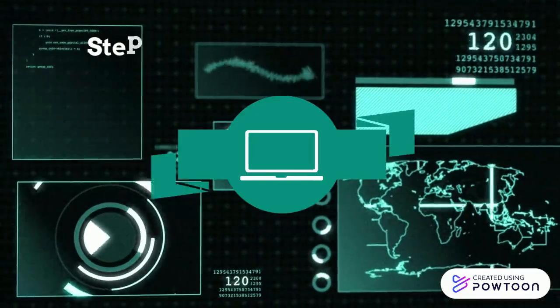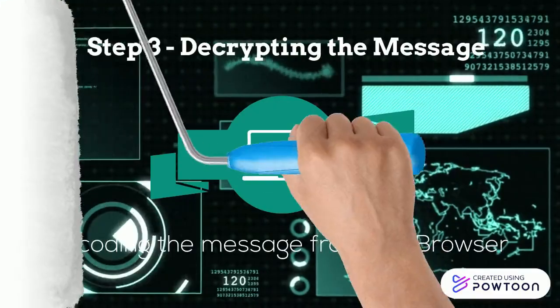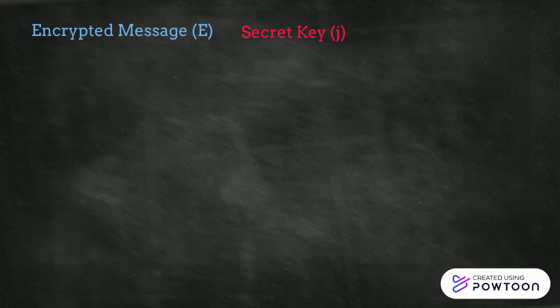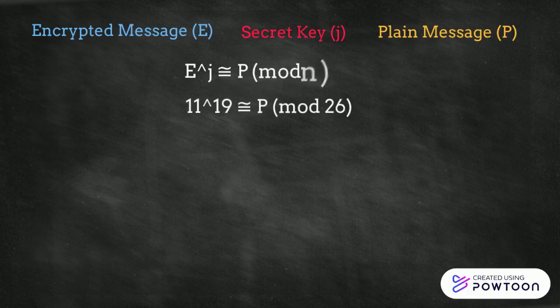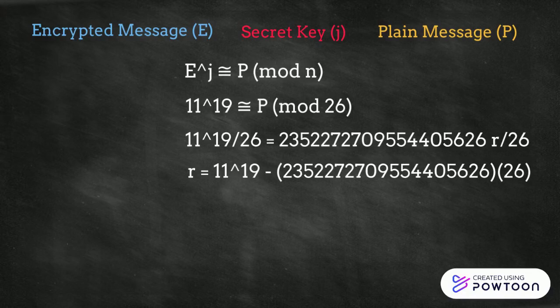The final step of this process is decrypting the message. E is the encrypted message, J is the secret key, and P is the plain message. Use this equation and substitute the variables. The goal is to find R. Divide 11 to the 19th power by 26 to get the quotient with the remainder. Multiply by 26 and subtract from 11 to the 19th power to get 15.